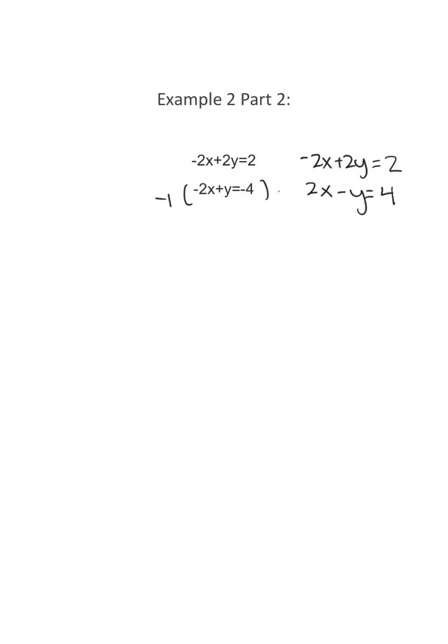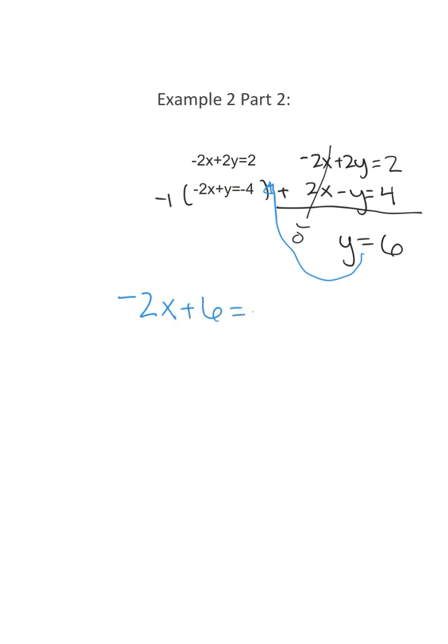So now let's add. Negative 2x plus 2x, that gives us 0. 2y plus negative y, that gives us y. And 2 plus 4, that gives us 6. Now let's plug what we got here into this equation. So we get negative 2x plus 6 is equal to negative 4. We subtract 6 from both sides, and we get negative 2x is equal to negative 10. Then we must divide by negative 2, and we get x is equal to 5.